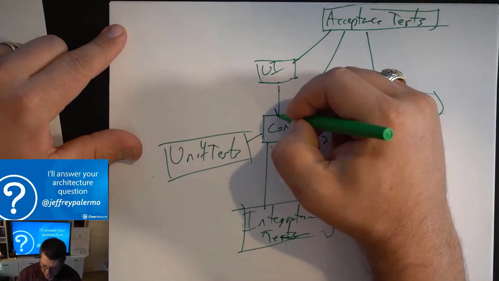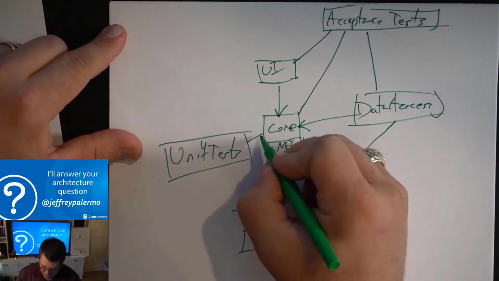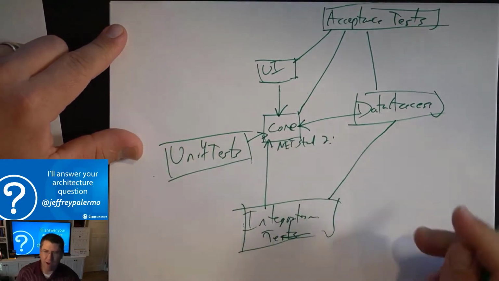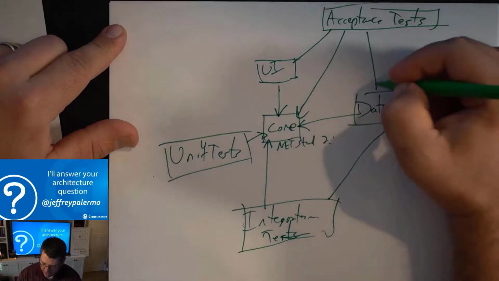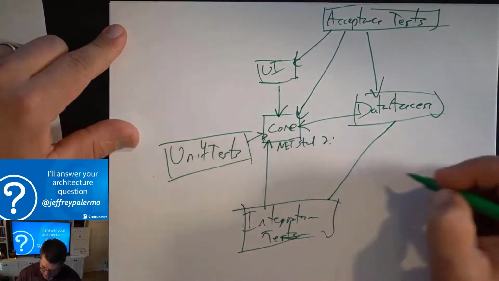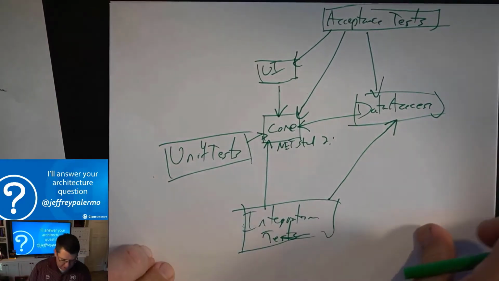So I'm going to make sure that the UI references core. I'm going to make sure that data access references core, unit test references core. All incoming references. I like that. No outgoing references for core. Acceptance tests. Let me just finish these. And I finished all of them. All right, so that's our dependency diagram.